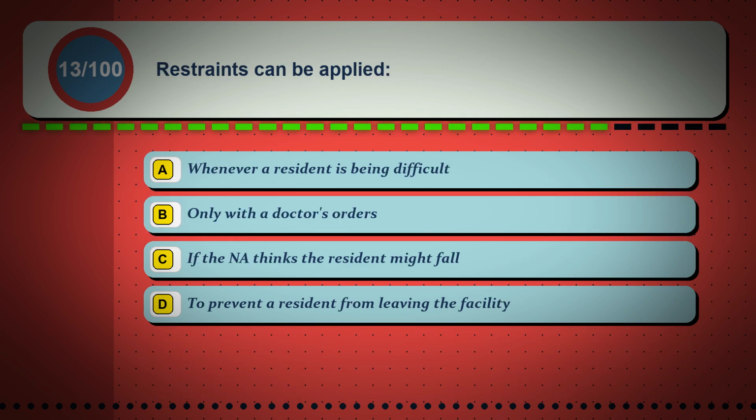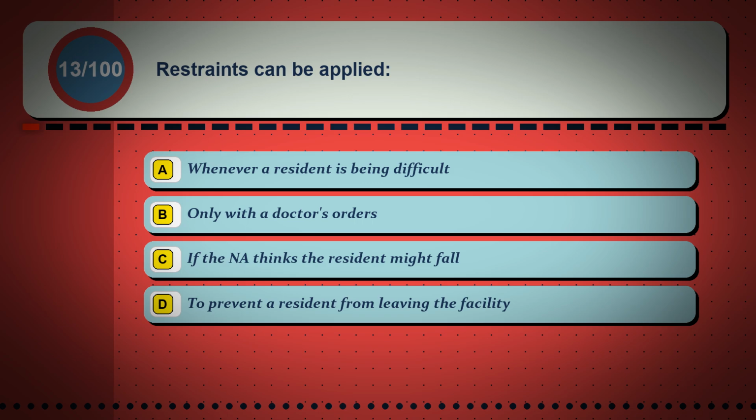Restraints can be applied. Option A. Whenever a resident is being difficult. Option B. Only with a doctor's orders. Option C. If the NA thinks the resident might fall. Option D. To prevent a resident from leaving the facility.